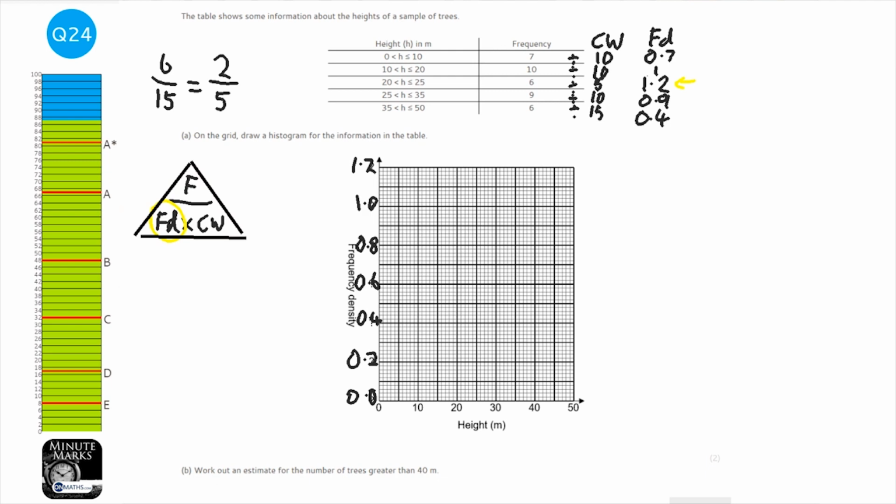Okay, so we're going to start drawing the histogram. Now to do the histogram we just need to make sure that we have the correct ranges. So first one's 0 to 10, and it's similar to a bar chart. So we're going to go up to 0.7 for the first one. So it's going to go up here, across to 10, and then down. It's not perfect, but we can cope. Next one is 10 to 20, so we're going to go up to 1.